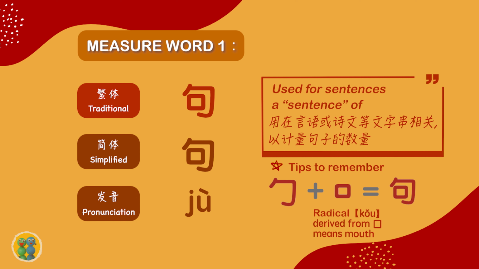You can see this character. In the middle, there is a square. That square is the radical of 句, which means mouth. It's pronounced 口, so you can relate this radical with that character, which means sentence. So you had better remember it as well.